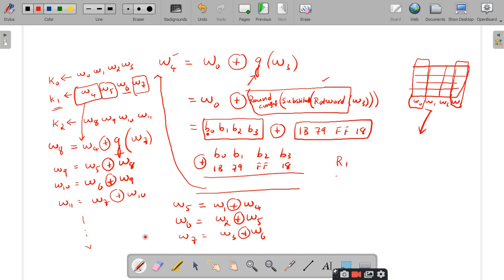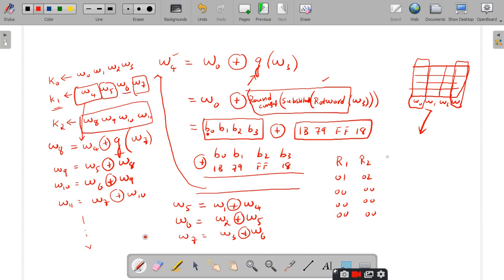So now tell me, for generating this W4, W5, W6 and W7, I have to use the round constant R1, which is 0 1 followed by 6 zeros. And what about the round constant for generating W8, W9, W10 and W11? I have to use the second round constant, which is 0 2 0 0 0 0 0 0.